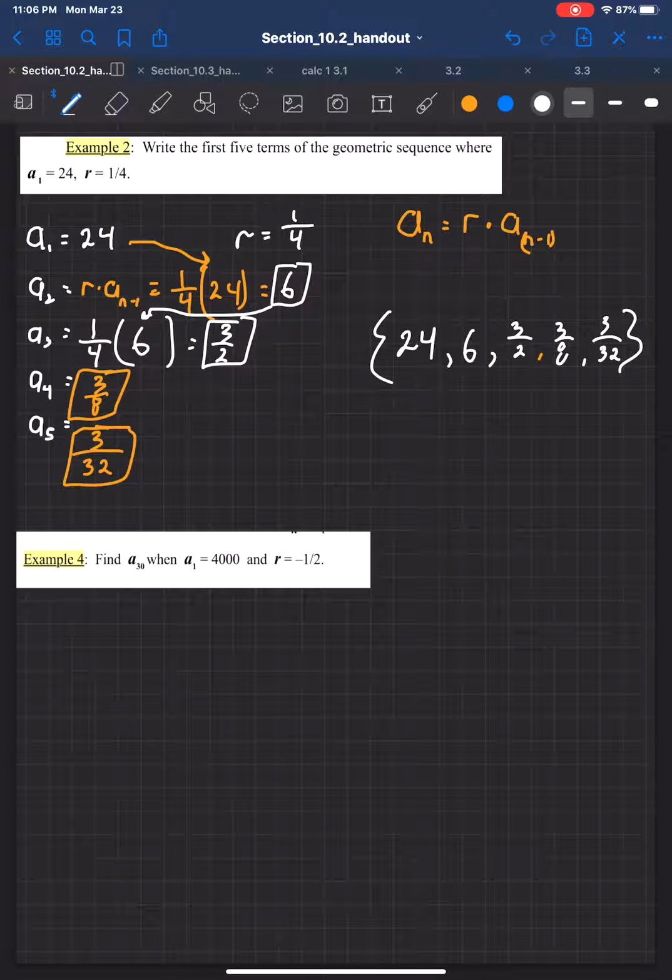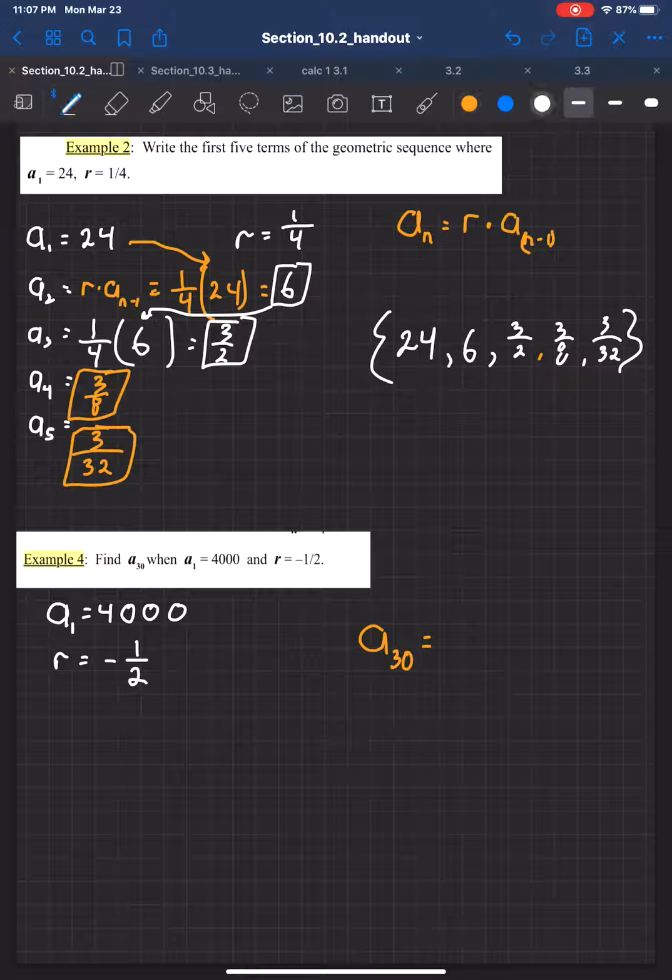So in the next example, they ask, if I give you the very first term in the geometric sequence, and I give you the common ratio, which is -1/2, can you go from the first term to what they want, which is the 30th term? Okay. Well, this is not that bad to do.